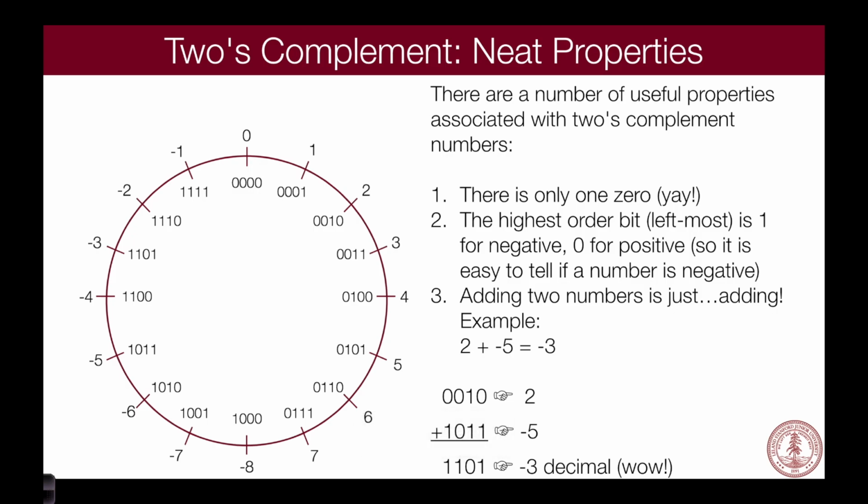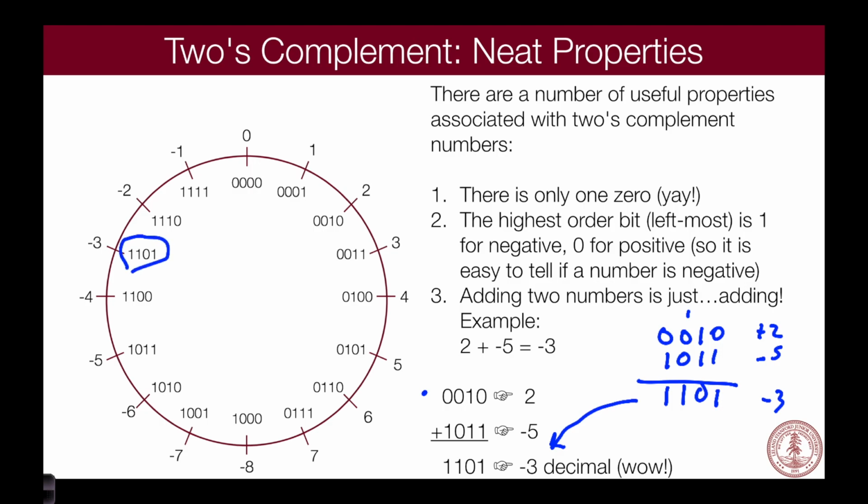If we add 2 plus negative 5, that's negative 3. How do we do that? We write down 2, 0, 0, 1, 0. We write down negative 5, 1, 0, 1, 1, and we just add them. 0, 0, 1, 0 plus 1, 0, 1, 1. This is positive 2, and this is negative 5. Let's just add them. 0 plus 1 is 1. 1 plus 1 is 0, with a carry. 1 plus 0 is 1, and 0 plus 1 is 1. And guess what? 1, 1, 0, 1 is negative 3. You don't have to do any subtraction to add 2's complement numbers. This is a very cool property.